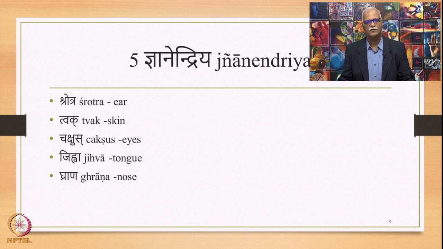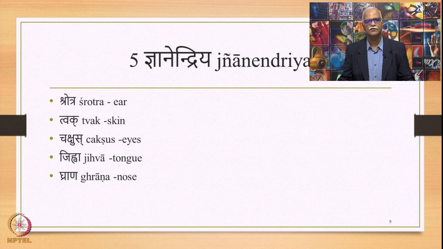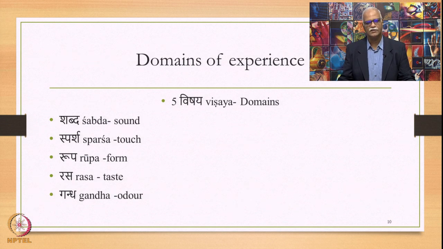Let us look at what are these five jnanendriyas. These are the sense organs which give us some kind of cognition, some perception. So they are noted down on this slide. Shrotra means ear, tvak skin, chakshush eyes, jivha tongue, and ghrana nose. These are the five jnanendriyas, and these jnanendriyas function in their respective domains of experience, also known as vishaya.